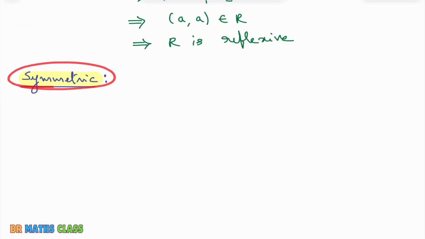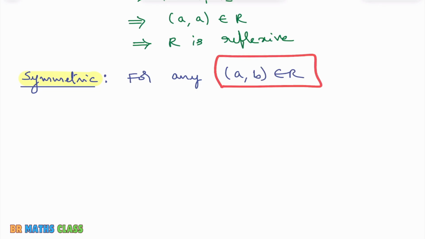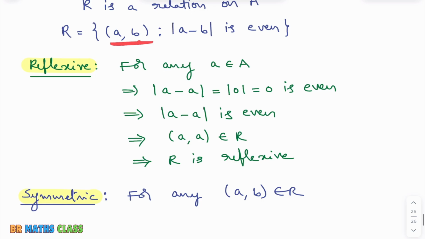Now, we'll check the symmetric condition. What is the symmetric condition? For any ordered pair (x, y) in the relation, if (y, x) is also present in the relation, then we say that the relation is a symmetric relation. I'll take one ordered pair (a, b) in the relation. Here, (a, b) belonging to this relation means that the modulus of a minus b is even.